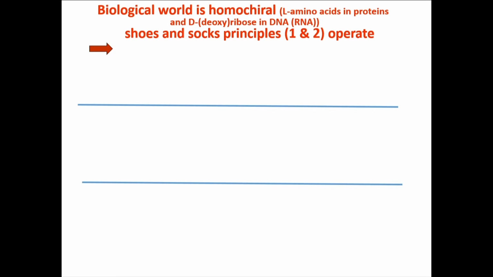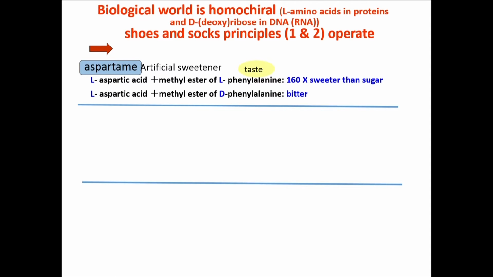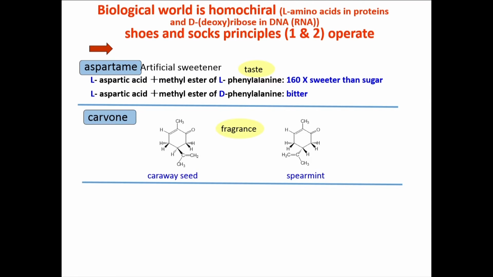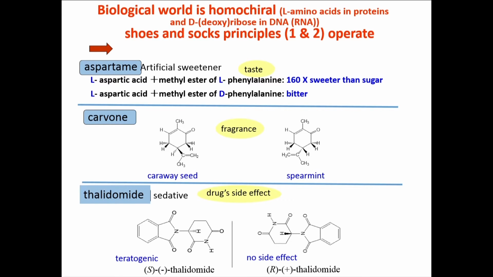So this operates in the world. The biological world is homochiral. That means shoe and sock principles 1 and 2 at least operate. So aspartame, if it's L-aspartic acid and L-phenylalanine, is 160 times sweeter than sugar, but if it slips to D, it's bitter. Or carvones: one is caraway seed fragrance, one is spearmint, just mirror images of each other, because we are chiral, okay? All our parts at the molecular level are made up of chiral things. And thalidomide is a very famous case. One is sedative, but the other teratogenic, and R doesn't seem to have side effects.